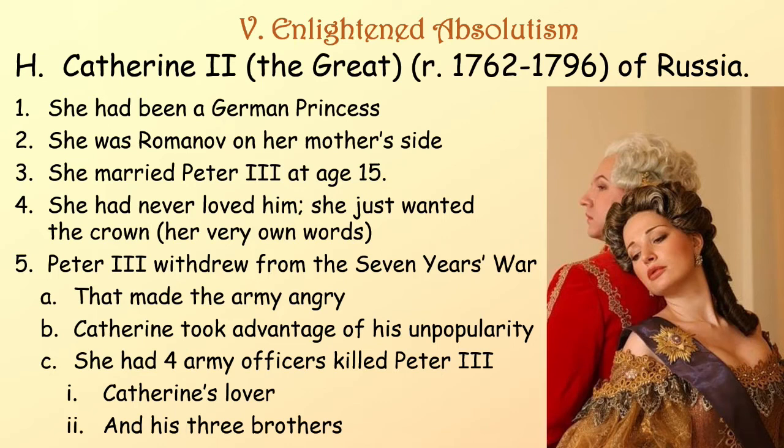And Peter III, as we know, we just learned this, he withdrew from the 7 Years' War, and that made the Russian army very angry. They were on the verge of winning. So Catherine took advantage of his unpopularity, and she had 4 army officers kill Peter III. One of those army officers was her lover, and the other 3 were his 3 brothers.